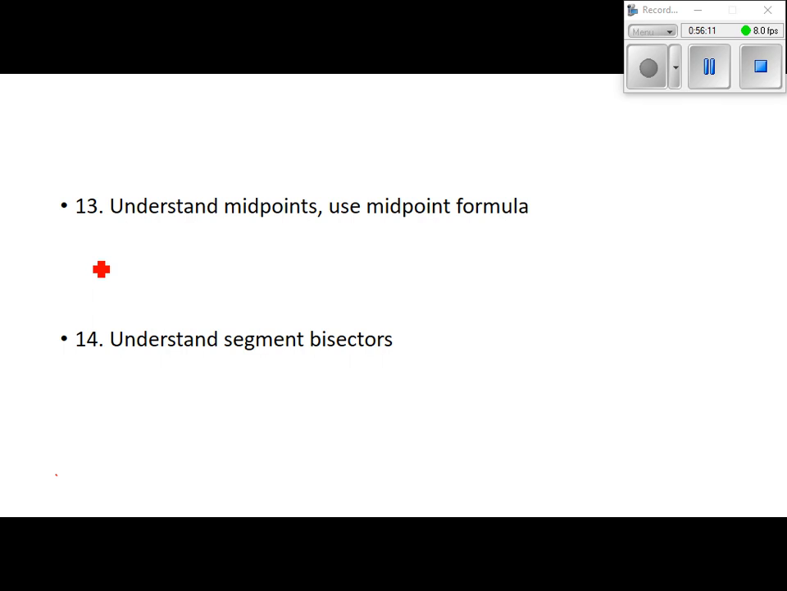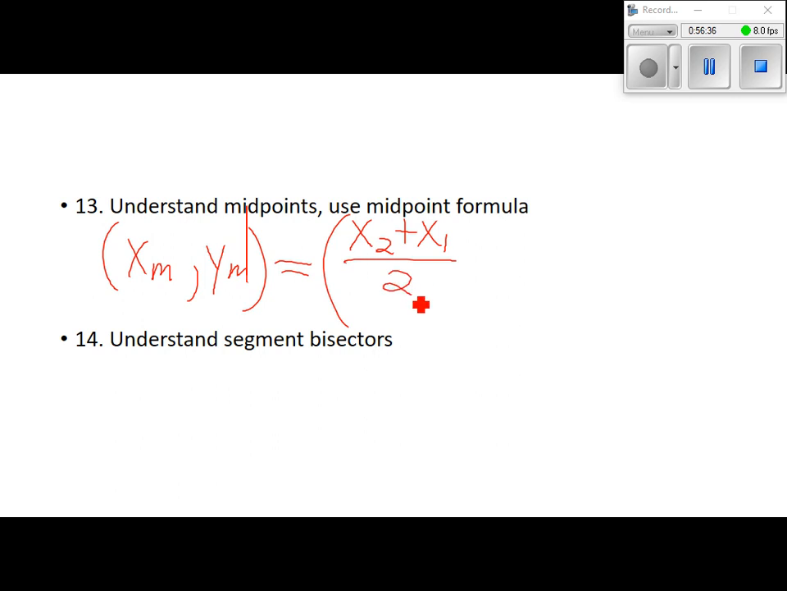Last thing, understand midpoints. What is a midpoint? In the middle. Splits a segment into 2 congruent segments. Midpoint formula looks like this. x sub m, comma, y sub m, equals x sub 2 plus x sub 1 divided by 2, comma, y sub 2 plus y sub 1 divided by 2.